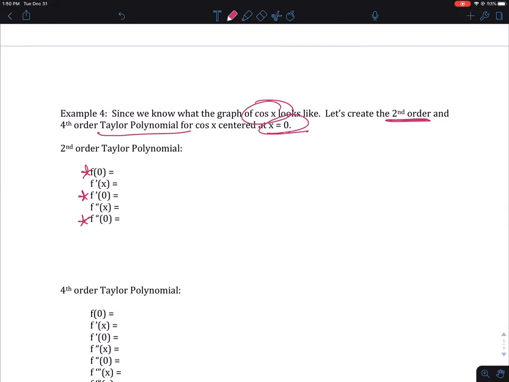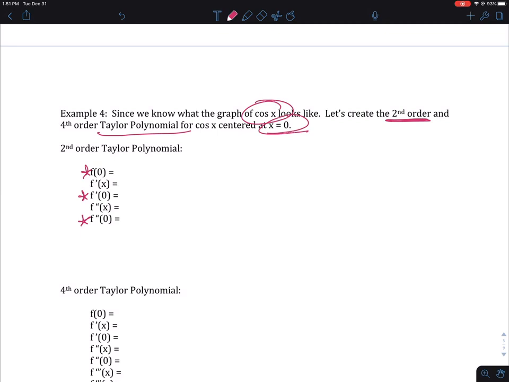Okay, so order and degree. Order tells you the number of derivatives. Degree tells you the largest exponent of x. So the degree of a polynomial is the one that has the highest exponent of x. That exponent is called the degree of the polynomial.